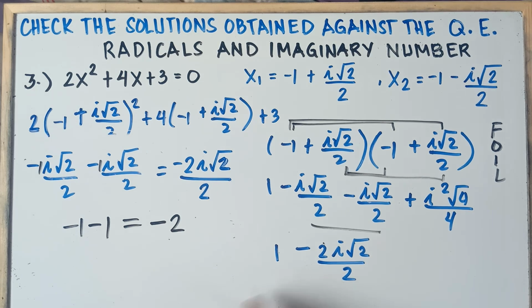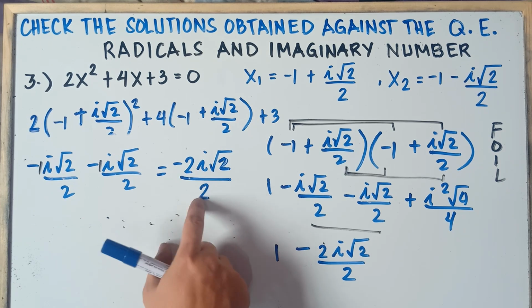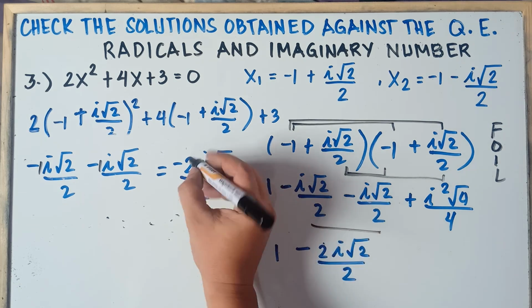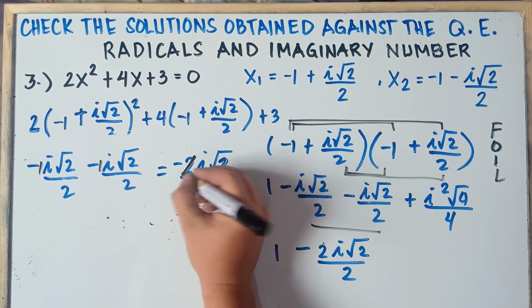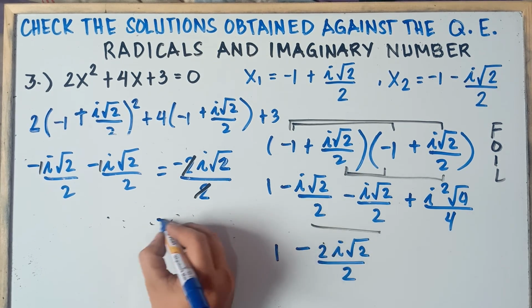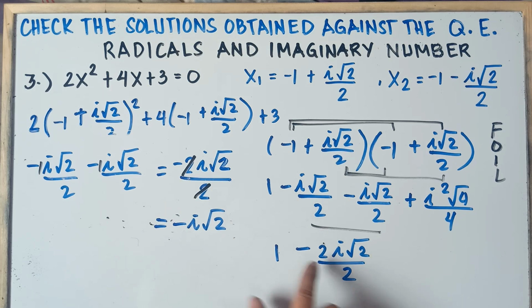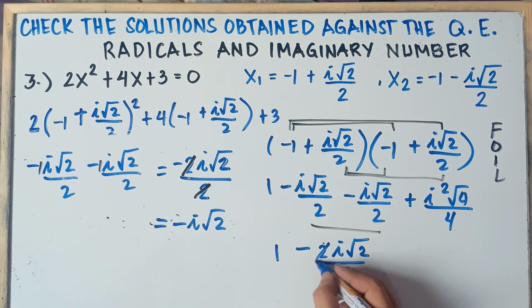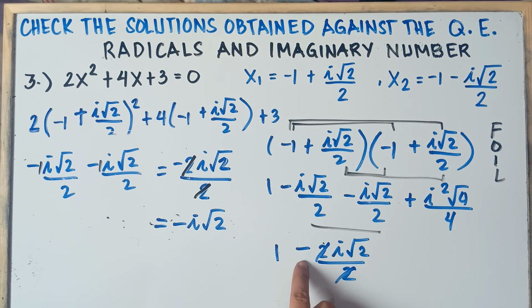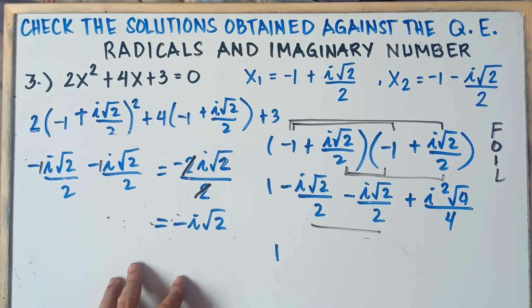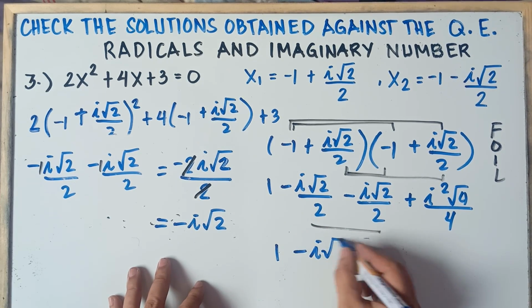Now, we can actually simplify this one, class. We can simplify negative 2 and 2 because we can divide negative 2 by 2. Negative 2 divided by 2, that's negative 1. So, we can cancel this out. And 2 divided by 2, that's 1. And the answer is negative i square root of 2. So, when we combine, the answer is negative i square root of 2.